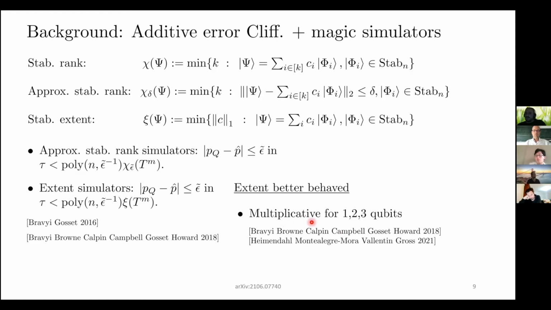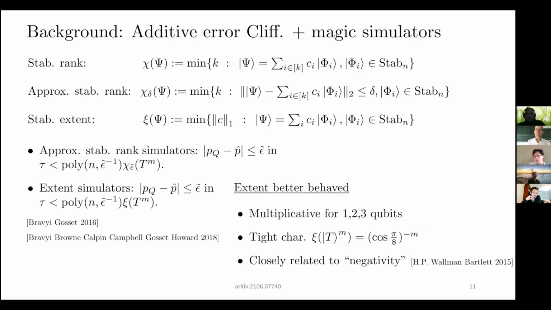So for example, we know that it behaves multiplicatively for 1, 2, and 3 qubits. And so we can use this to give a tight characterization of the extent of many copies of the magic state. Also, for those who might care, this quantity is closely related to a notion that we called negativity in this paper here. And so you might find that interesting for this reason. This L1 measured negativity of the Wigner function.